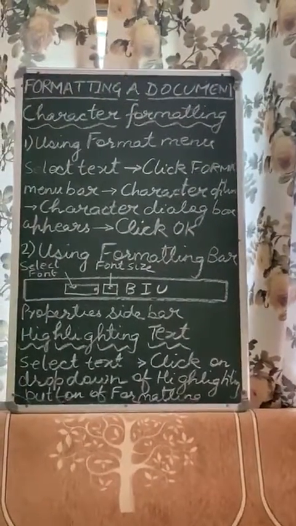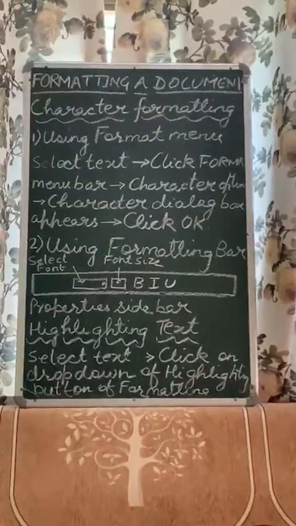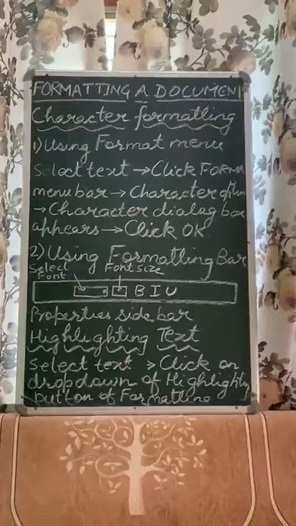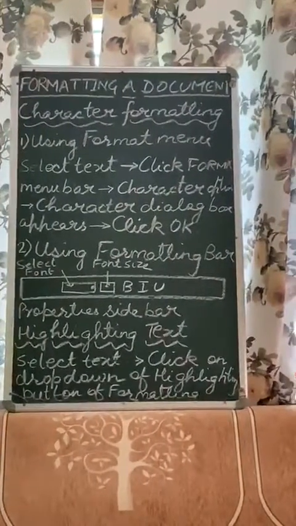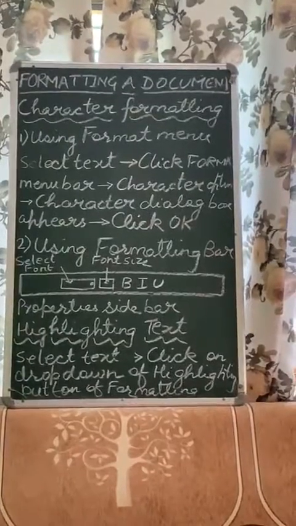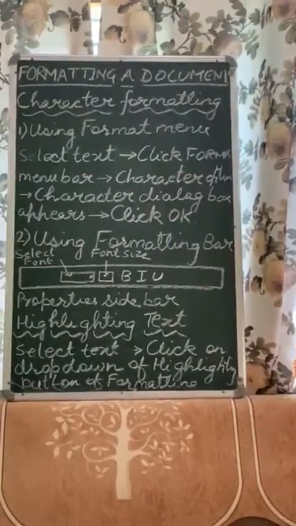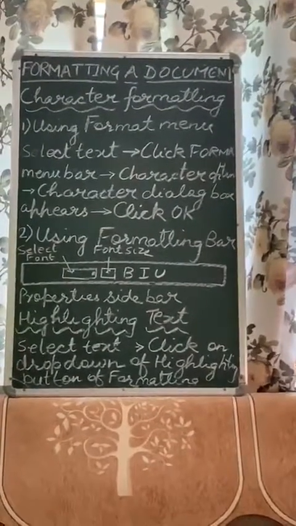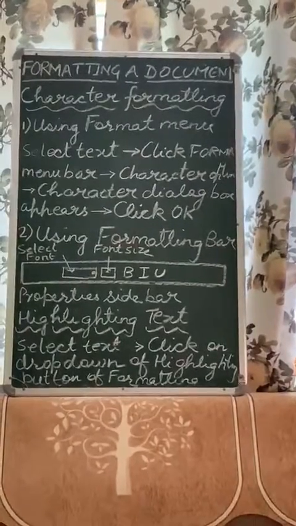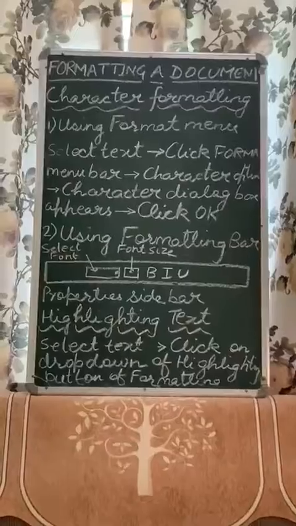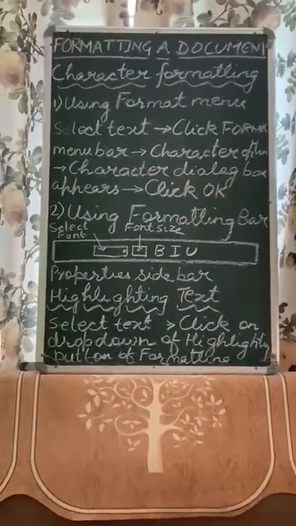The steps to do so are, first of all, you select the text, then you click on the format menu bar, and then you select the character option. The character dialog box will appear. Here you can change the font size and typeface using the font tab in the dialog box. Click on the font effects tab to change the font color, font effect, and apply other styles.